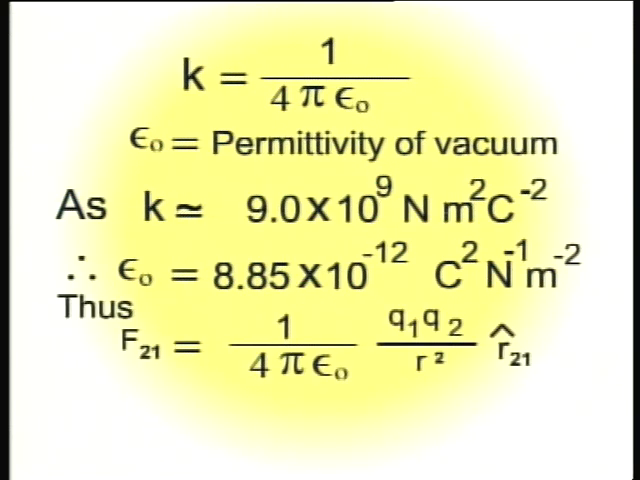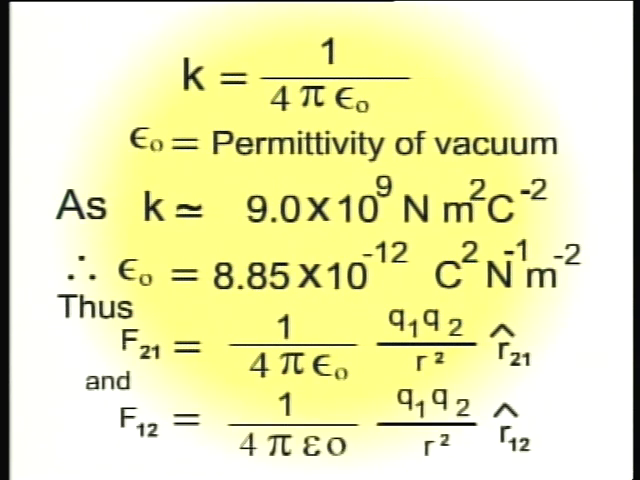Thus, F21 is equal to 1 upon 4 pi epsilon naught Q1 Q2 upon R square with unit vector R21, and F12 is equal to 1 upon 4 pi epsilon naught Q1 Q2 upon R square with unit vector R12. Please note that these equations hold good only in vacuum, and if the charged bodies or charges are kept in a different medium, these values change and the force exerted will also have different values.